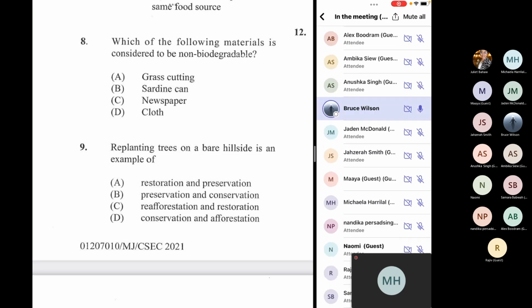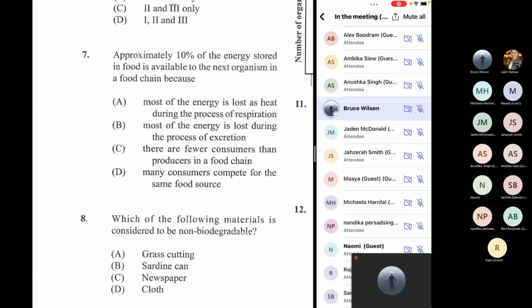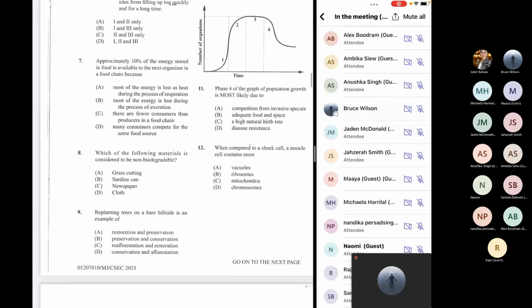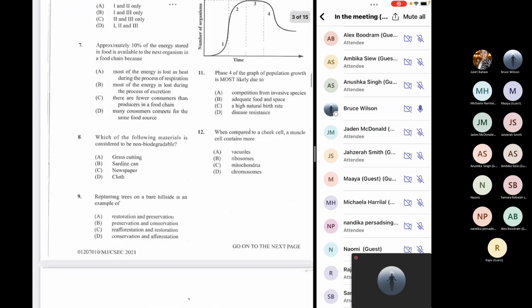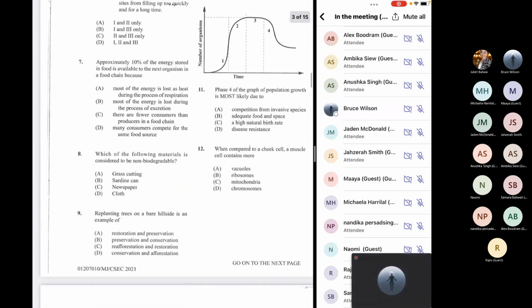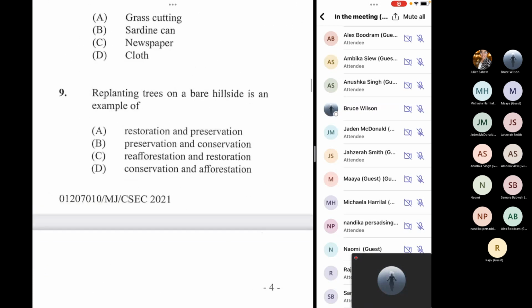Miss, what was the answer for the first 2 questions? Number 1 and 2. Number 1 was D and 2 was E. Correct, D and E. Okay, miss, thanks. All right, so we go on to number 9. Nandika.